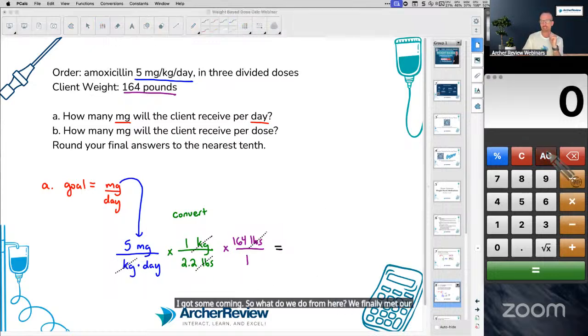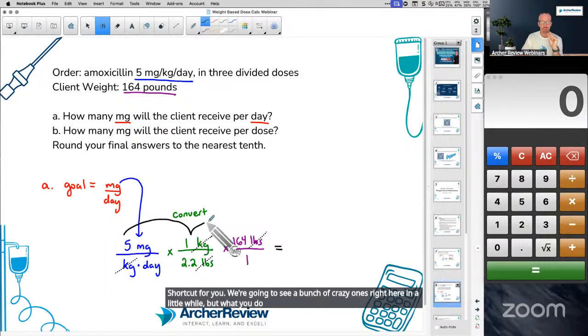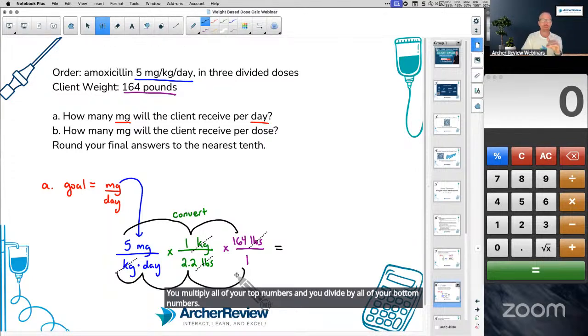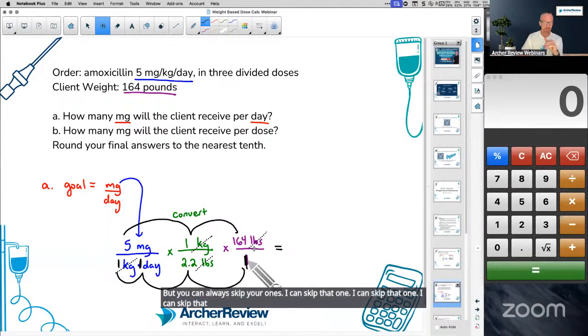Here comes my calculator shortcut for you. We're going to see a bunch of crazy ones right here in a little while. But what you do is you multiply all of your top numbers. Most of you probably press equals after this, but you don't have to. You multiply all of your top numbers and you divide by all of your bottom numbers. But you can always skip your ones. I can skip that one. I can skip that one. You can skip ones in all of your dimensional analysis when you go to type it in.